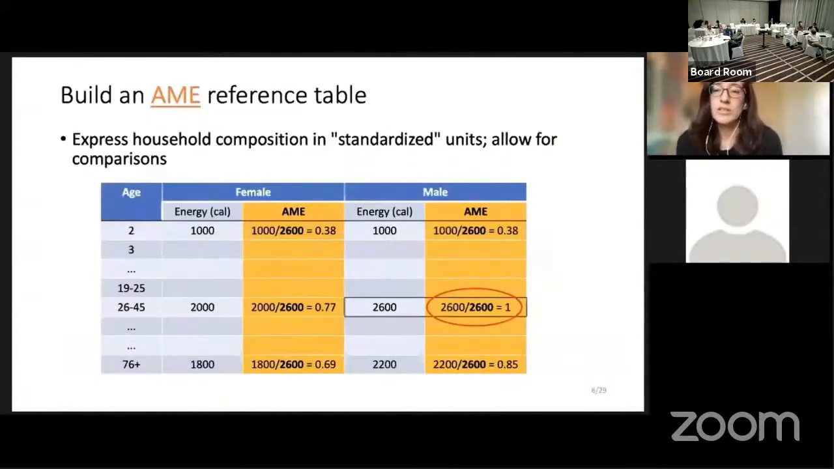Once you select the energy needs data that you will use, you can build a table of AMEs for all age and gender groups in your population by dividing each group's energy needs by the AME. Here you can see for male between 26 and 45 years old, this is a reference value with an AME equal to 1. And then, for example, for a 2-year-old boy, this would be 0.38 of the AME. This conversion will allow us to express household composition in standardized units.